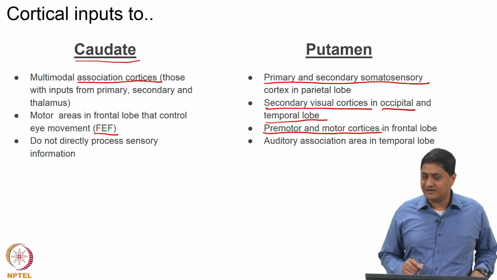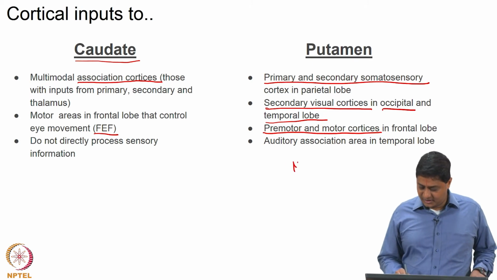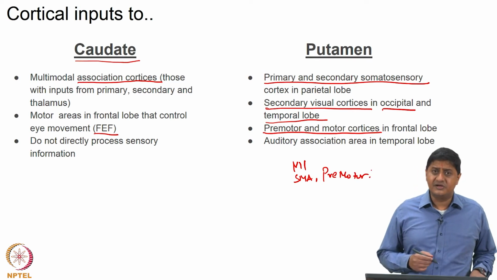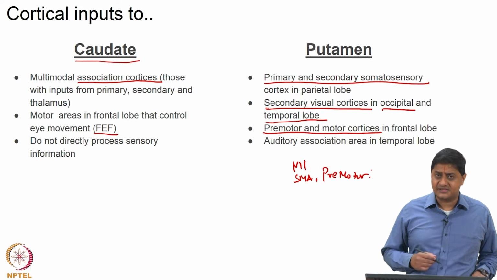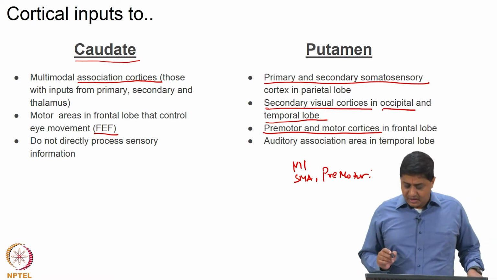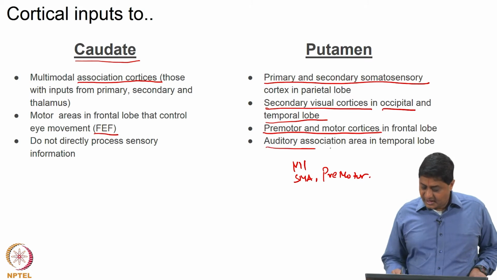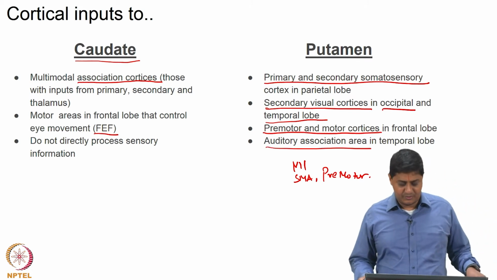We know what these are. These are the primary motor cortex M1, the supplementary motor area and the premotor cortex, and then we also know the dorsal premotor cortex, ventral premotor cortex, etc., right. And the putamen also receives inputs from the auditory association area in the temporal lobe.